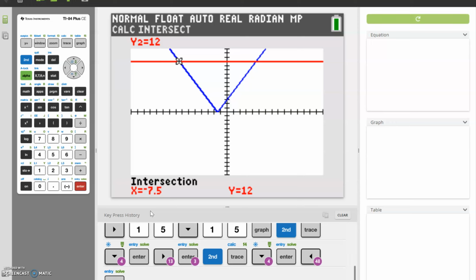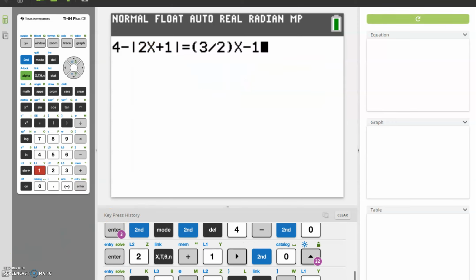Let's take a look at another problem. This time let's take a look at something a little bit more complicated. So what you see here, we have 4 minus the absolute value of 2x plus 1 is equal to 3 halves times x minus 1. If you wanted to, because 3 halves would convert to a nice terminating decimal, you could write 1.5 here if you wished. So again, let's go through this process.